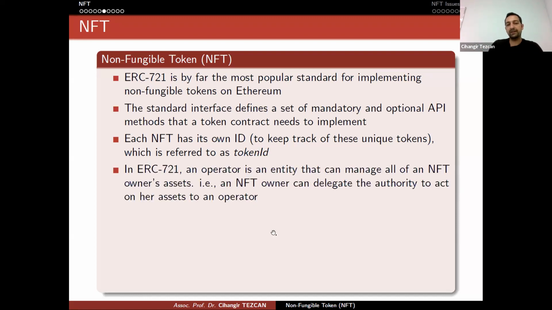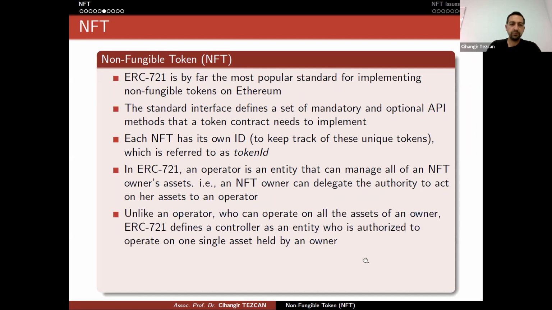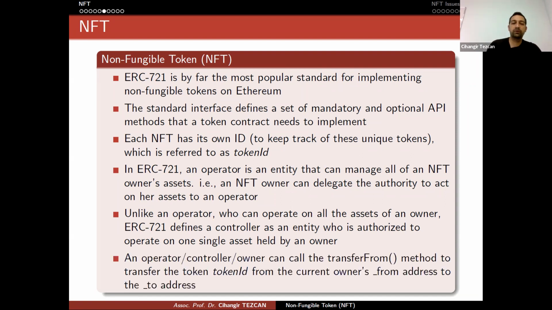So in ERC 721, an operator is an entity that can manage all of an NFT owner's assets. In other words, an NFT owner can delegate the authority to act on her assets to an operator. So this is what happens in the marketplace. You give them authority to sell the NFT for you. Unlike an operator who can operate on all of the assets of an owner, ERC 721 defines a controller as an entity who is authorized to operate on one single asset held by an owner.